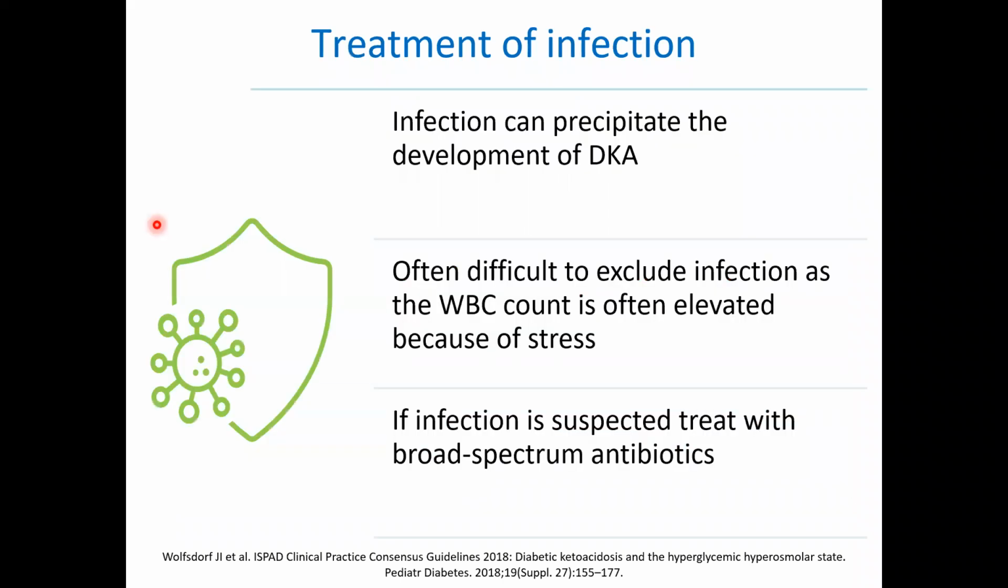When we have patients with DKA, it's always important to look for underlying causes or triggers for DKA, and infection is one of the common triggers that we need to look out for. It's usually very difficult to exclude infection because these children tend to have an increased white cell count due to stress. But if infection is suspected, then it's important to take the necessary samples, for blood cultures, urine cultures, or any other investigations as per the clinical presentation. And if infection is suspected, then we treat with antibiotics as per the basic pediatric protocols or guidelines, antimicrobial guidelines.